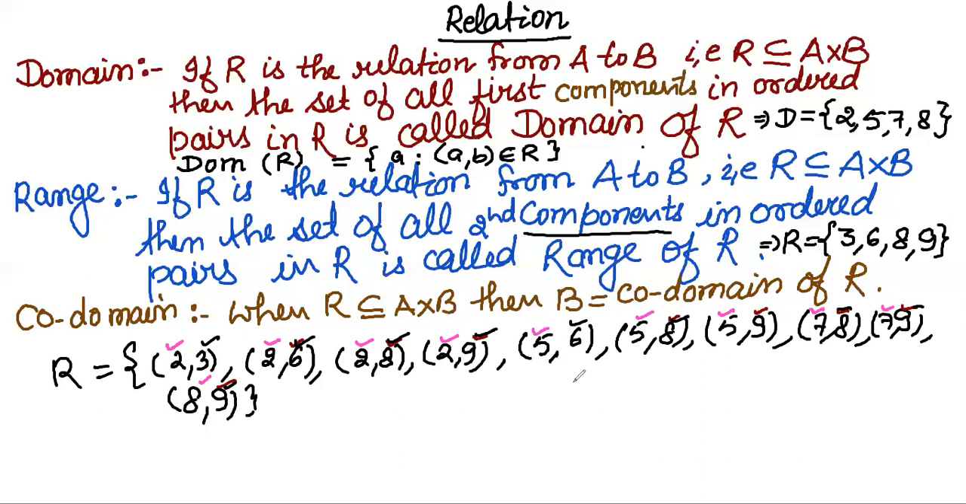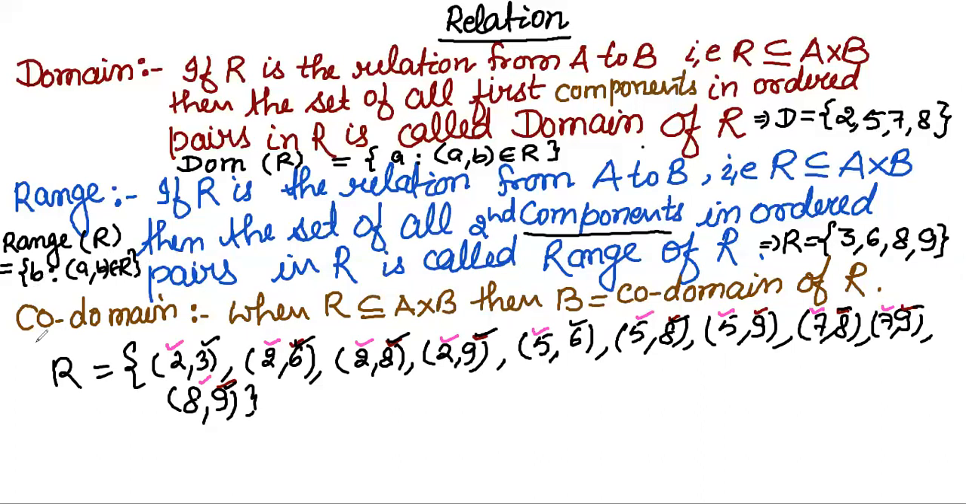And the range in set builder form we can write as {b such that (a, b) belongs to R}. So this is the way to write it. Okay, the range value: b means the second coordinate, the second component, such that (a, b) belongs to R.